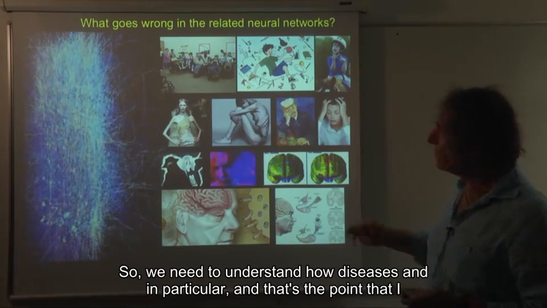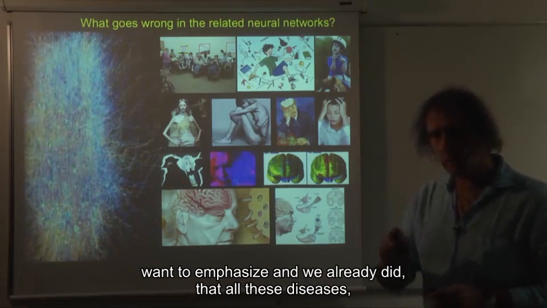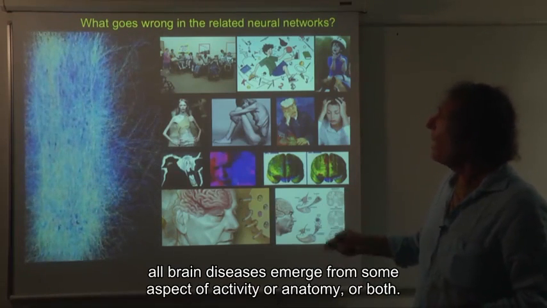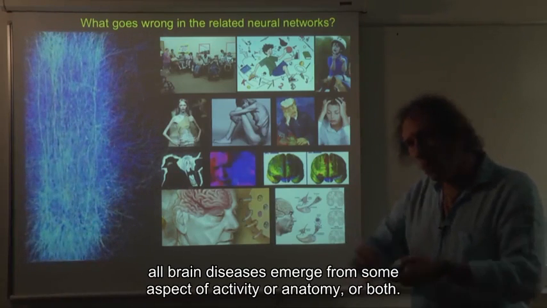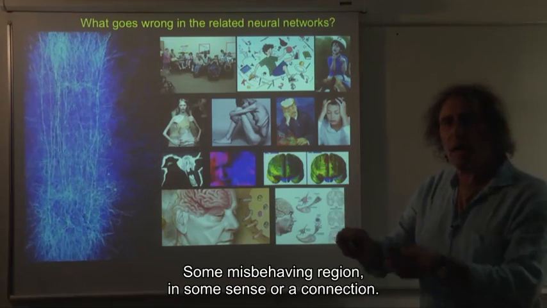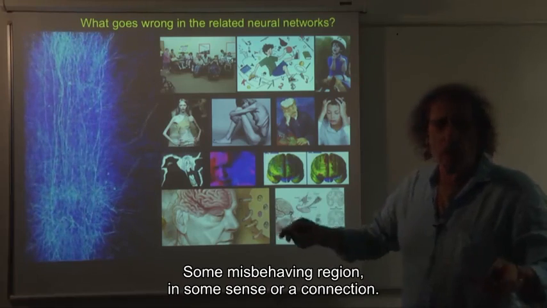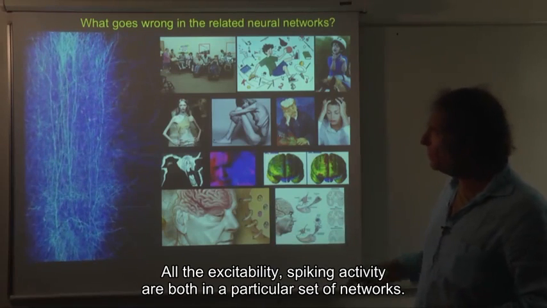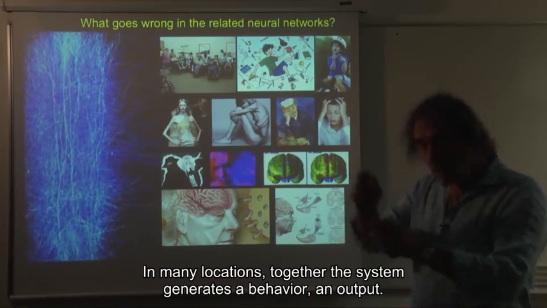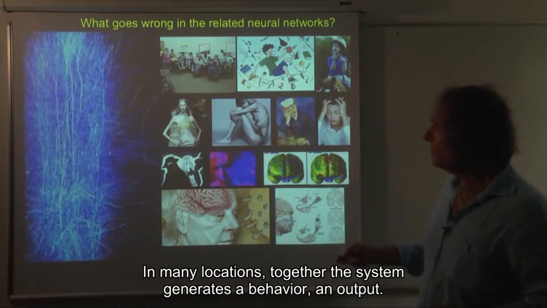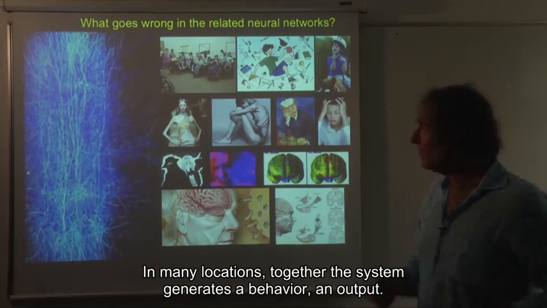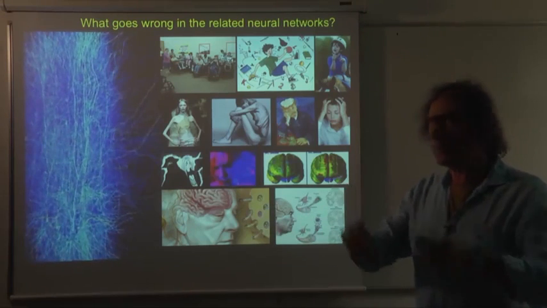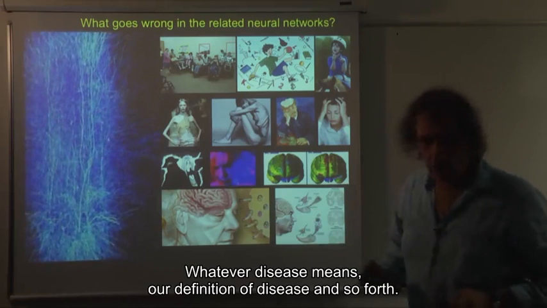So we need to understand all diseases, and in particular, and that's a point that I want to emphasize, and we already did, that all these brain diseases emerge from some aspect of activity or anatomy or both, some misbehaving region in some sense, or a connection, or the excitability, the spiking activity, or both in a particular set of networks. Something goes wrong in maybe many locations. Together, this system generates a behavior, an output that is not the appropriate one, and disease comes up. Whatever disease means, there are definitions of disease and so forth.